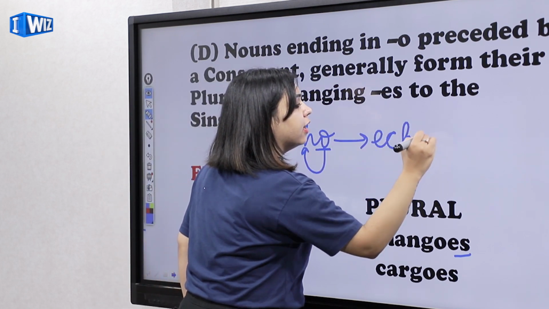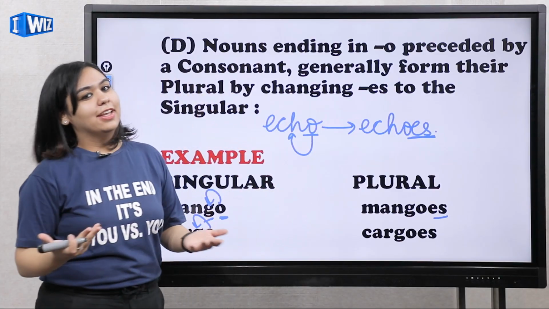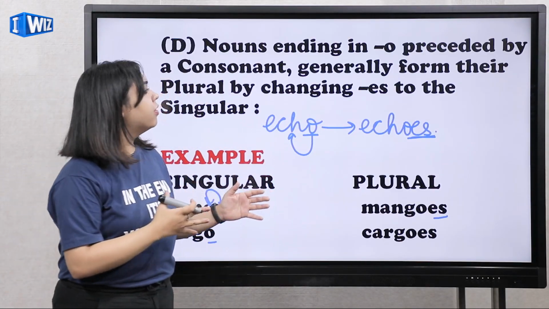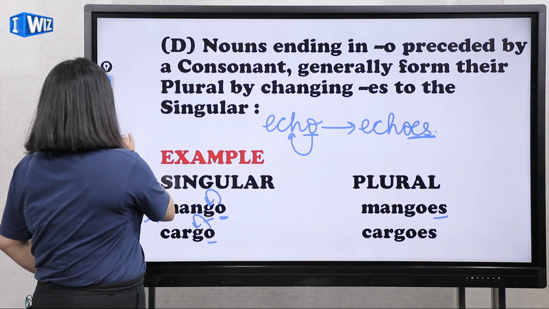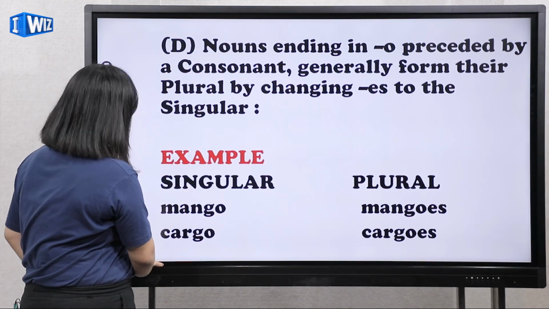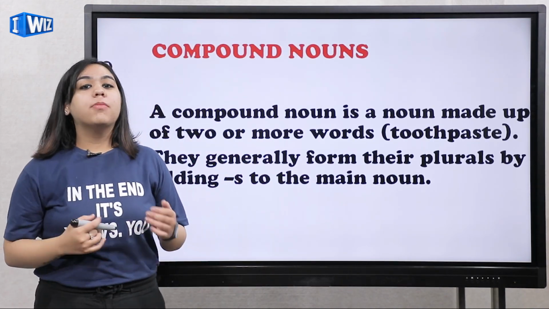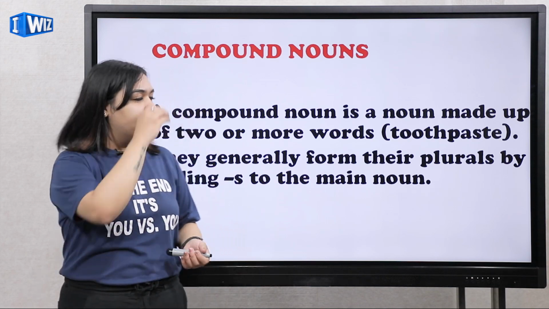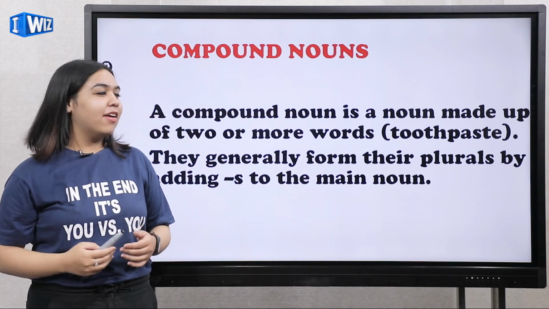It will be echoes. Simply you have added es to it. So this is how you can form plurals out of the singular nouns. Okay, I hope it's clear, and we'll move forward. Now, the last category that we are going to talk about is compound nouns, and these are very important, and if you wish to write the definition, you can write, or otherwise listen to me carefully.